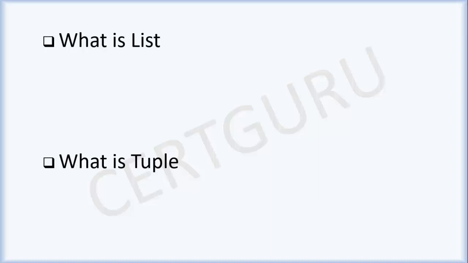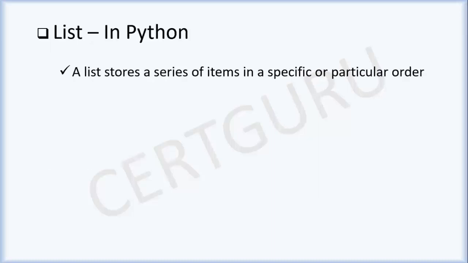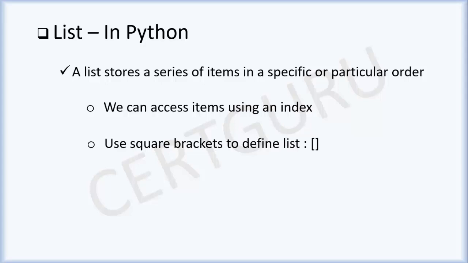Hi, in this video we will discuss lists and tuples in Python. List. A list stores a series of items in a specific or particular order. We can access list items using an index. We create a list using square brackets. We need to keep in mind that Python indexing starts from 0.